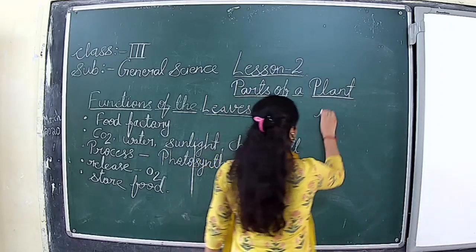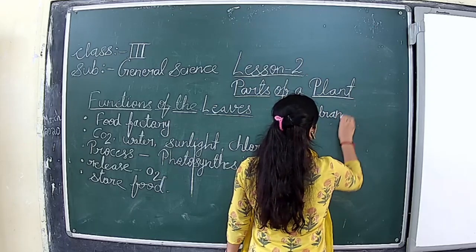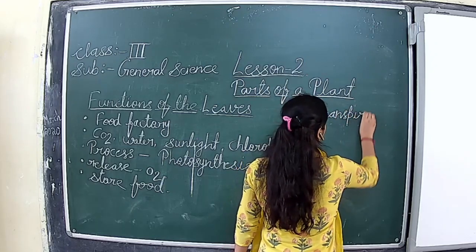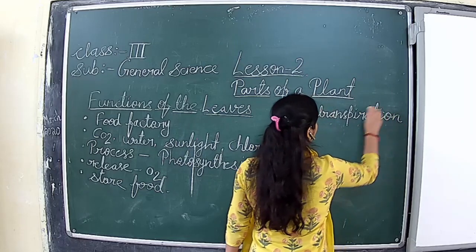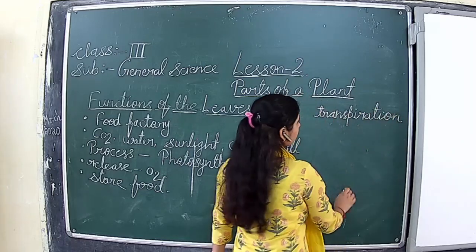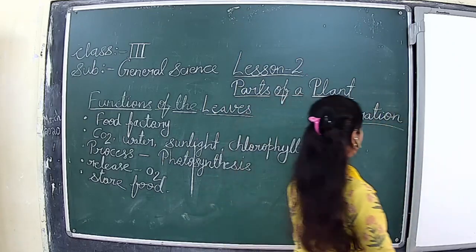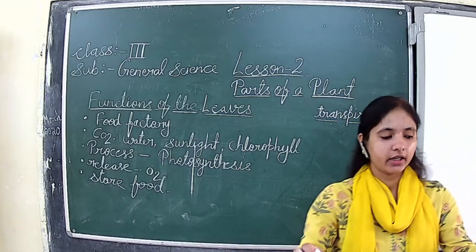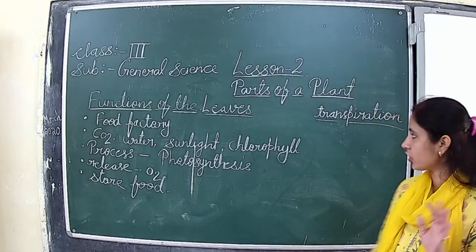Transpiration means the loss of excess water. Loss of excess water from the leaf is called transpiration. So, these are the functions of the leaf.